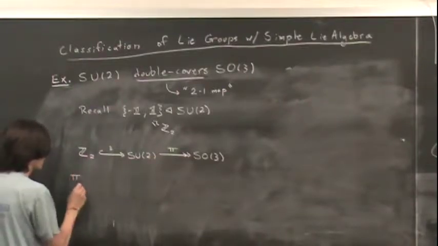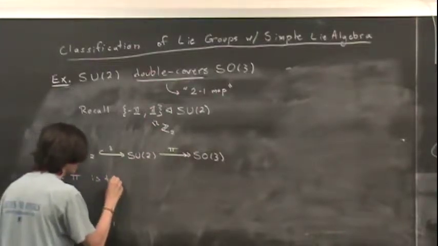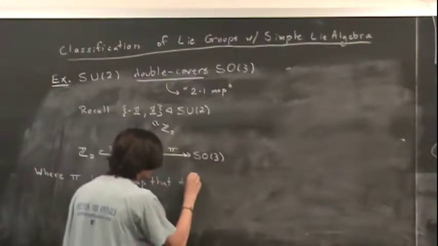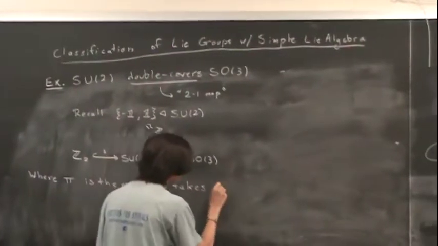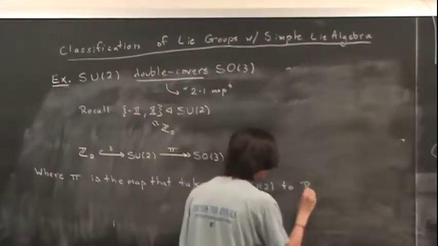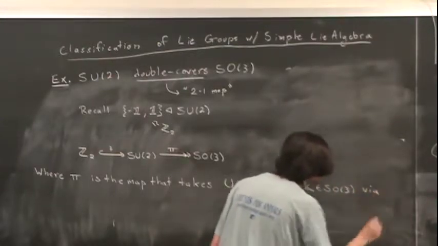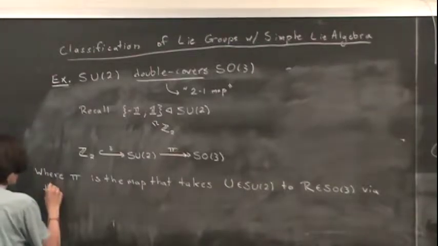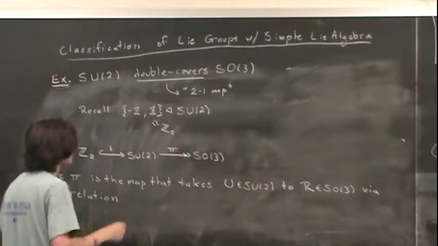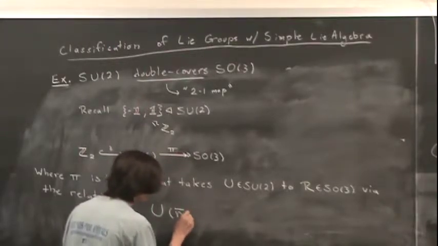I should say, where pi is a map that takes some u in SU2 to some r, some rotation in SO3, via the relation. Okay, here's what we're going to do. We're going to take this unitary u, and we are going to conjugate a Pauli operator by it.